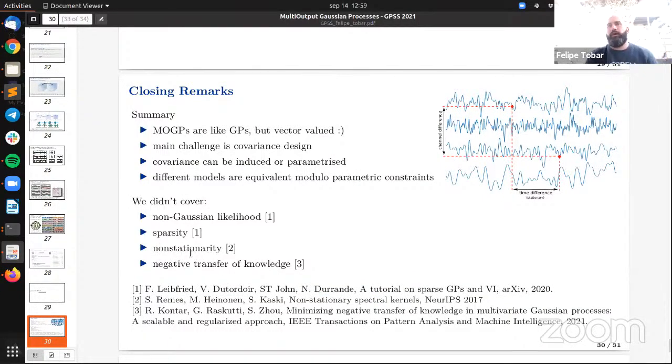Non-stationarity, a hot topic, if you ask me, on MOGPs. There are lots of nice works appearing on how to turn MOGPs non-stationary. And what I mentioned at the last experiment, which is the negative transfer of knowledge, and how via a prior you can reduce the effect of that.